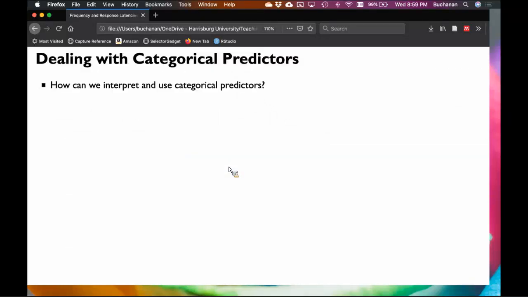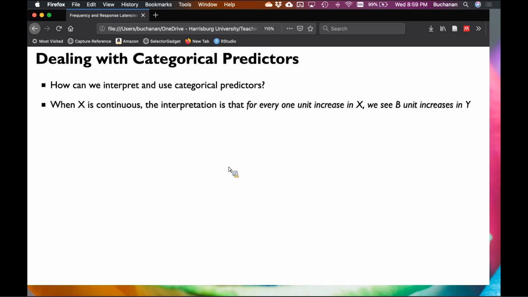Now, the first thing I want to talk about is dealing with categorical predictors, because I feel like most people are kind of okay with correlations and continuous predictors, and the instant you throw a categorical predictor at them, the brain just shorts out. So when X is continuous, the interpretation is pretty easy. For every one unit increase in X, we see B unit increases in Y. So for every one letter, we get B unit increases in response latency. That is a tangible interpretation. Okay. But for a categorical predictor, for every one unit increase doesn't mean anything anymore.